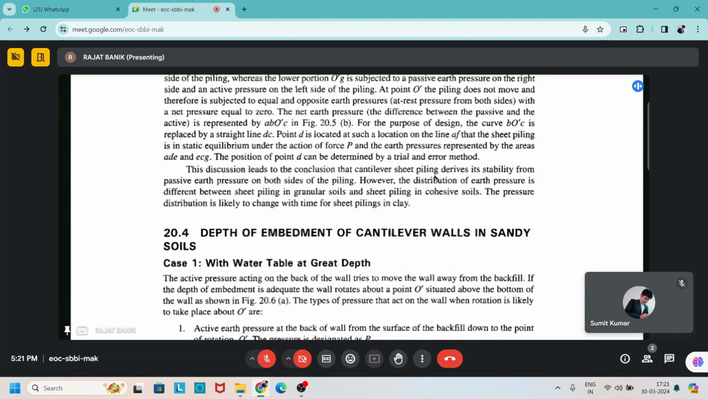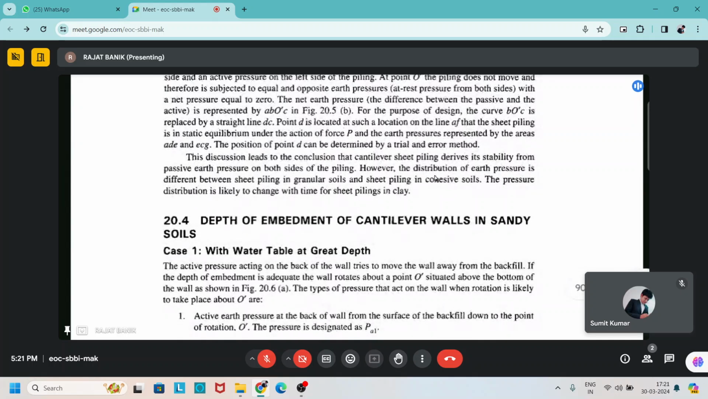This discussion leads to the conclusion that a cantilever sheet pile derives its stability from the passive earth pressure on both sides of the piling. However, the distribution of the earth pressure is different between a sheet pile in granular soil and a sheet pile in cohesive soil. The pressure distribution is likely to change with the time of the sheet pile in the field.